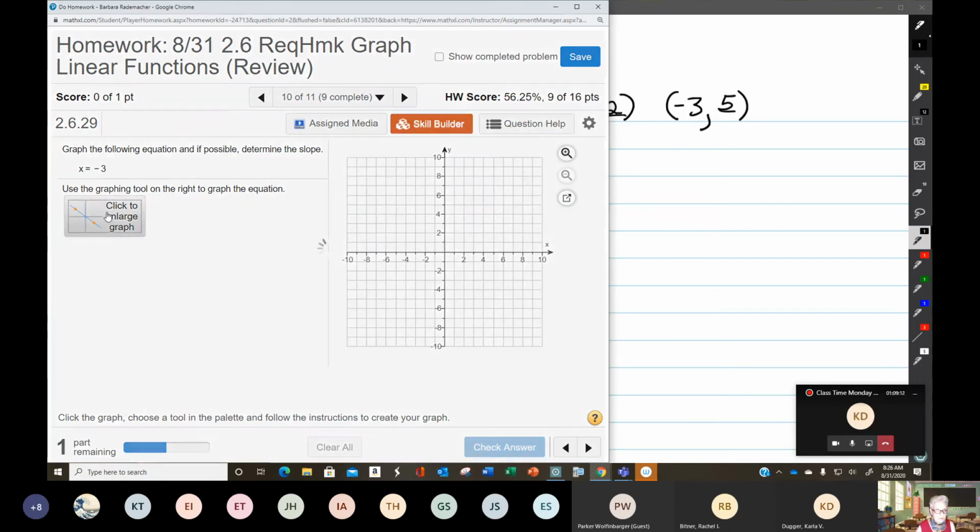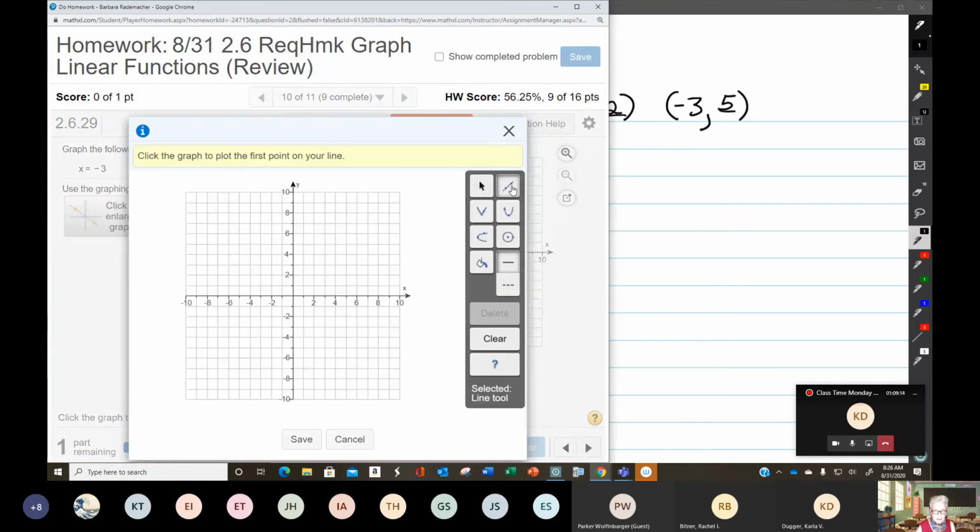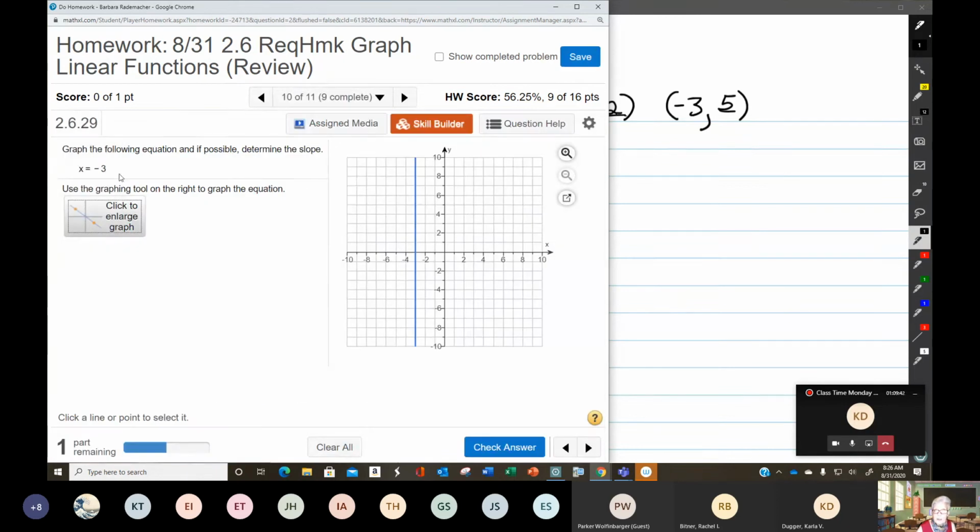I'm going to graph it. Okay, x equals -3, y equals 2. And x equals -3, y equals 5. And that is a vertical line through x equals -3.